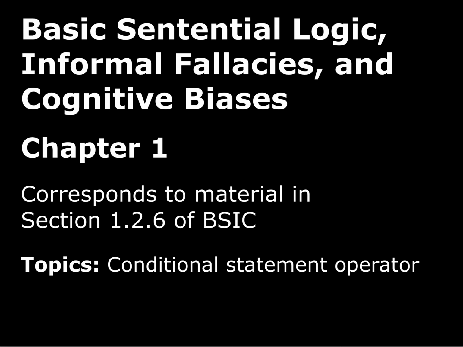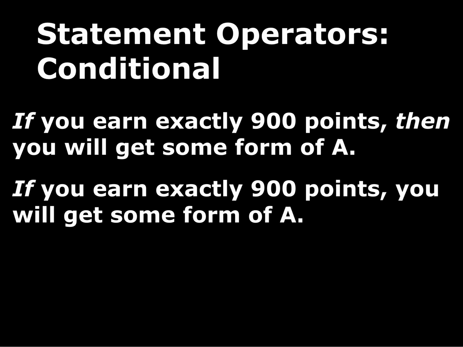This video covers material that's in chapter 1 of the text, in particular material that's in section 1.2.6, and the topic is just the conditional statement operator. The conditional operator in English, two of the main ways this is expressed are illustrated here. If you earn exactly 900 points, then you will get some form of A. That just means an A plus, an A or an A minus. So if something, then something. In English, you can leave out the then. I can say if you earn exactly 900 points, you will get some form of A.